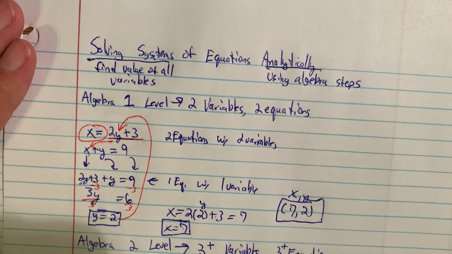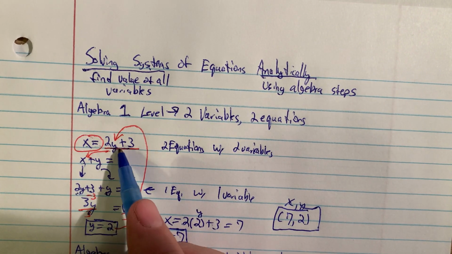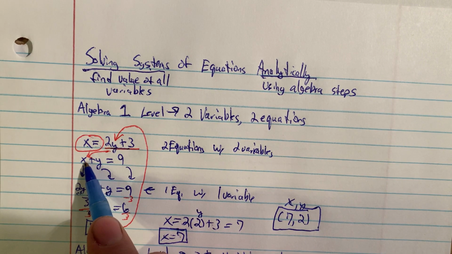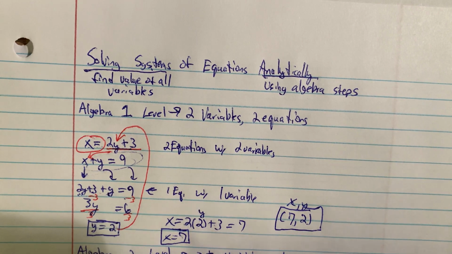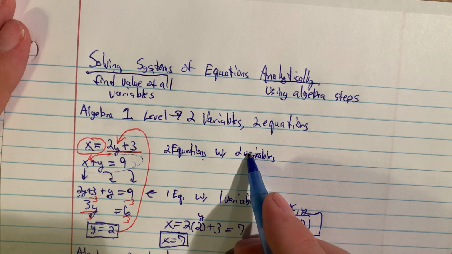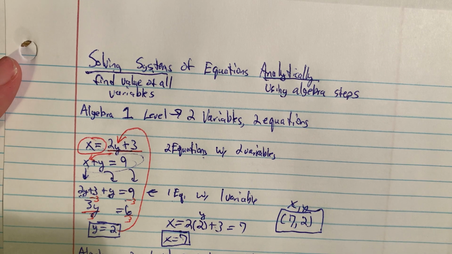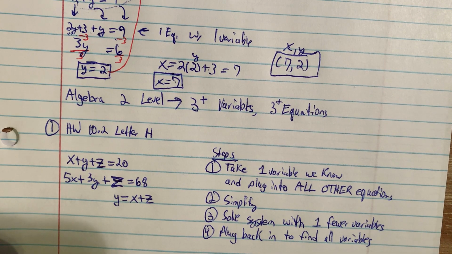Okay, so that's what we should know from Algebra 1. And again, I want to remind you that the way this substitution technique works is when you substitute what x is into the other equation, now you've just got one equation, but it only has y's in it, not y's and x's. And then that's easier to solve. So we go from having two equations with two variables to one equation with one variable by doing substitution. We're going to use that same idea to solve Algebra 2 level systems of equations.